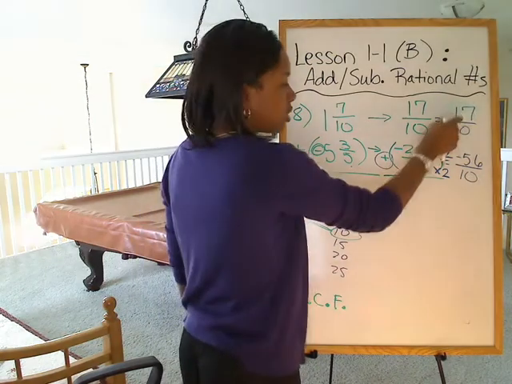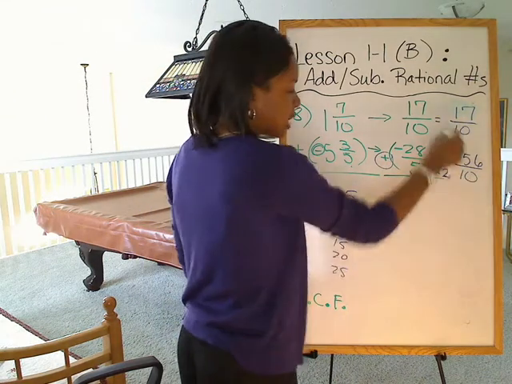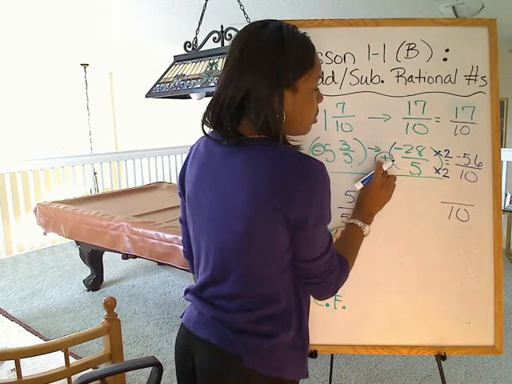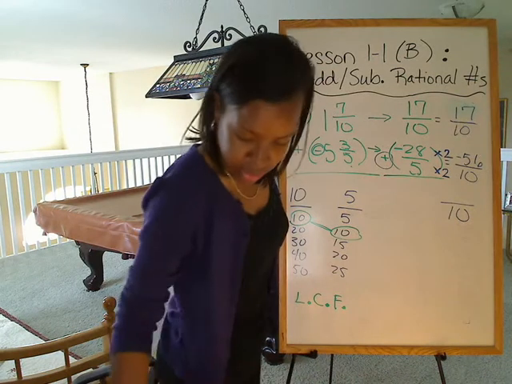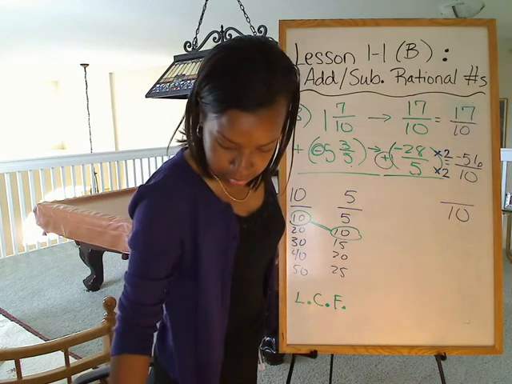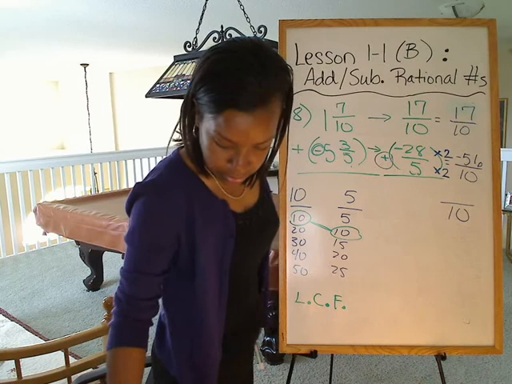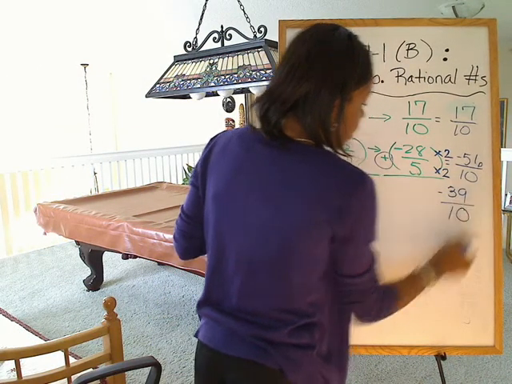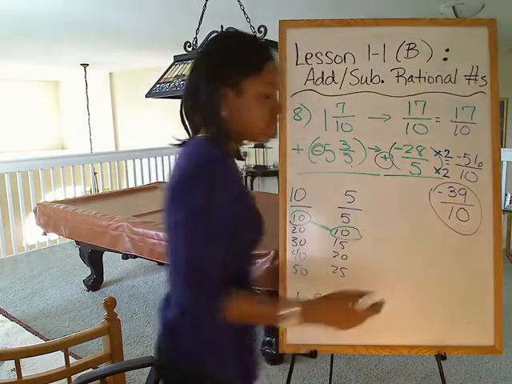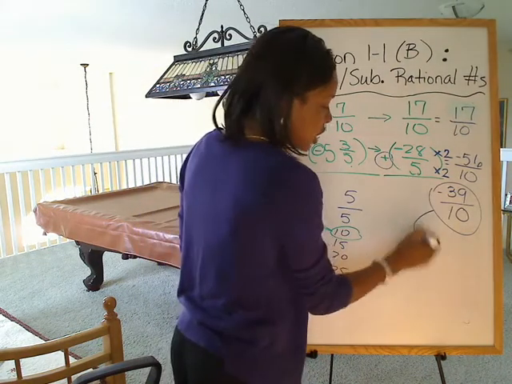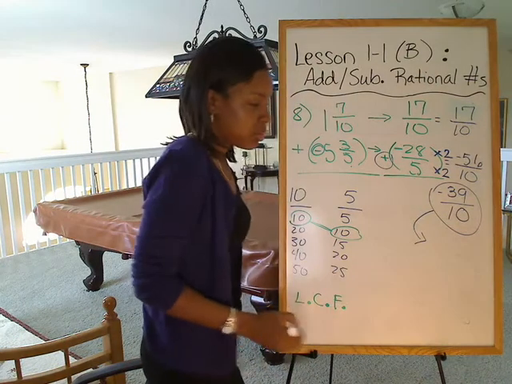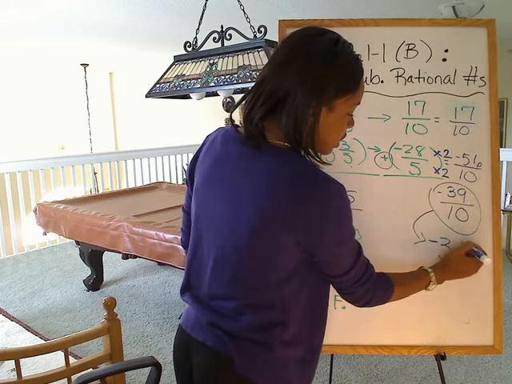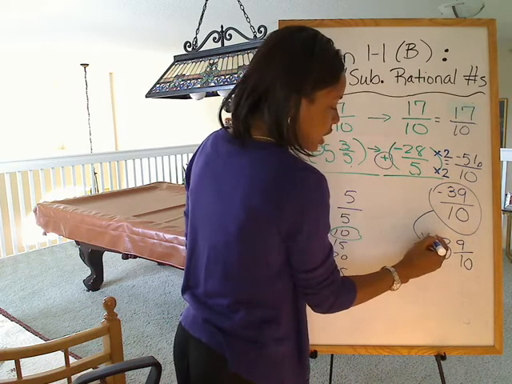So now I'm adding two fractions that have the same denominator. So I can keep the denominator and do the math. 17 plus negative 56 gives me negative 39. You can leave it like that as far as I'm concerned because you can't simplify it. But if you want to change it to a mixed number, 10 goes into 39 3 times with 9 left over, and you write your negative in front.